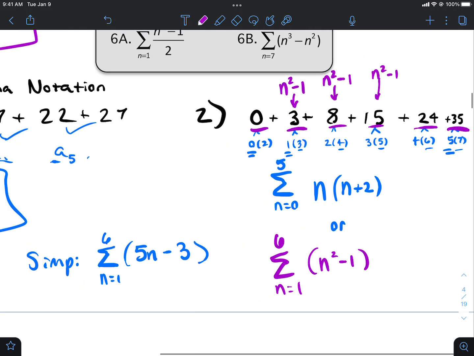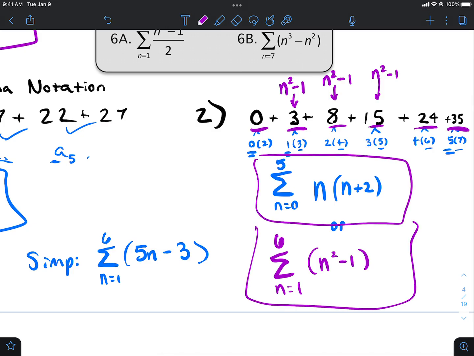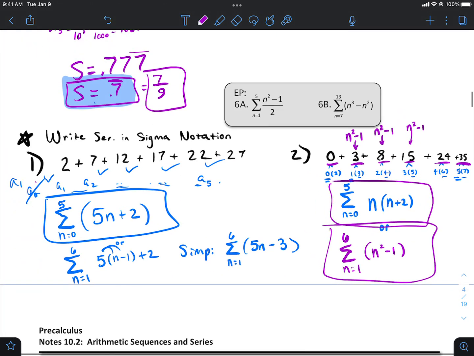Okay, so that's two different strategies to get your sigma notation on those. And that'll be it here for today.